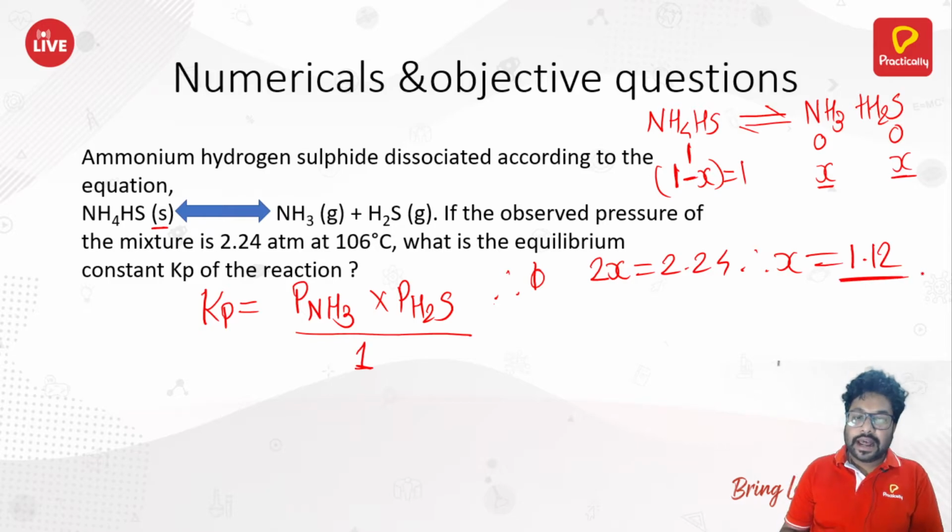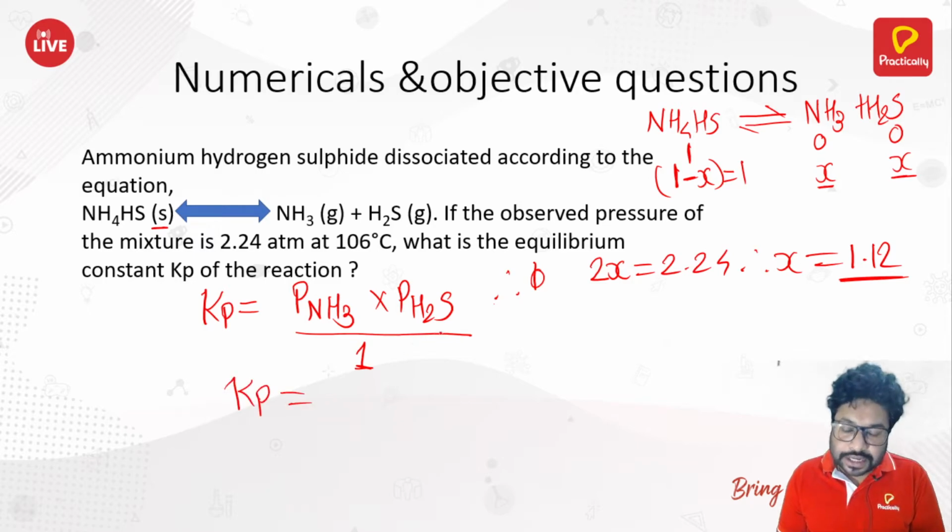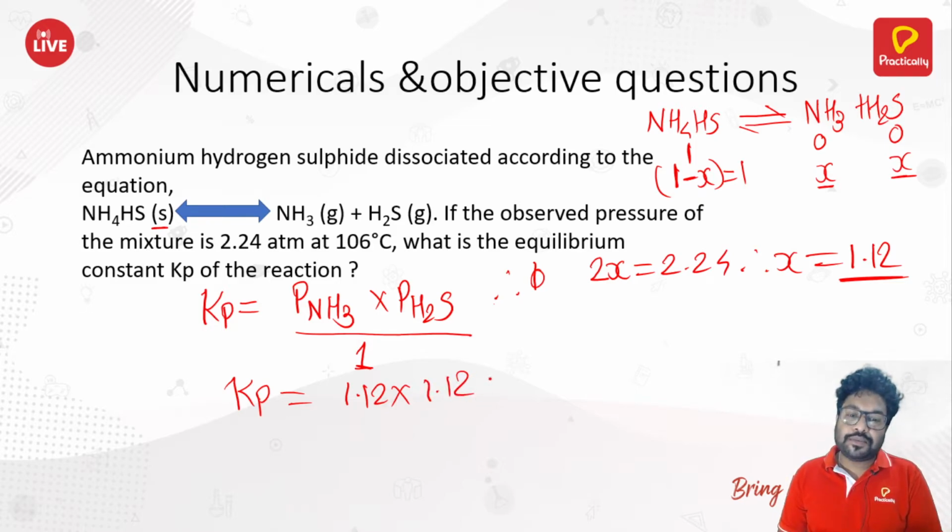1.12, right? X is equal to 1.12. So that is your partial pressure of NH3 as well as H2S. Both are the same, as you can see here. Now your Kp will be equal to what? Partial pressure of NH3 multiplied by partial pressure of H2S. So partial pressure of NH3 is how much? 1.12. Partial pressure of H2S is how much? 1.12. So basically squaring the 1.12.